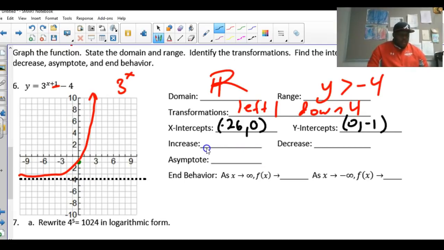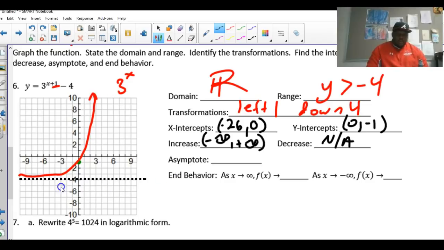And then we have increasing and decreasing. As I go to the right, there's my increase. So we said this thing increases from -infinity to +infinity. As for a decrease, this doesn't decrease, guys, from left to right, so not applicable. There's no decrease.